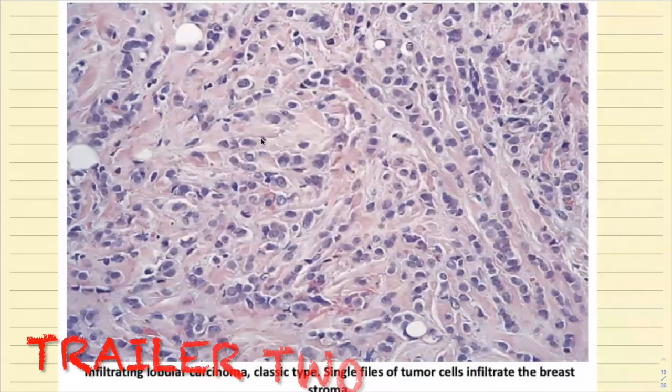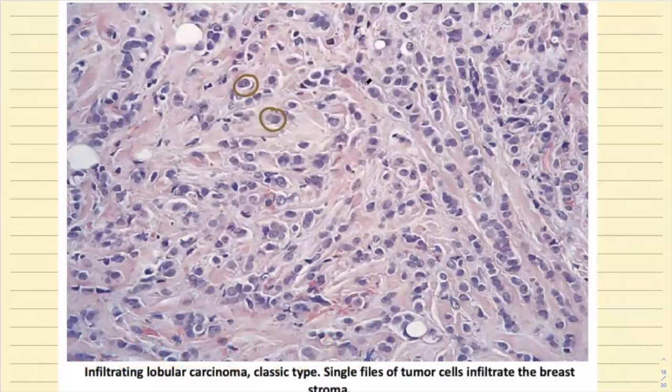Can everyone appreciate the cells are quite discohesive? Yes, the cells are very discohesive. This is occurring because of loss of CDH1 expression, or loss of E-cadherin expression. Now, sometimes if you see the cells arranged in a pattern, what is this pattern called? Very easy question: Indian file pattern. Very important MCQ. Indian file pattern.